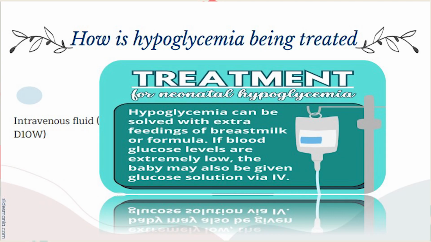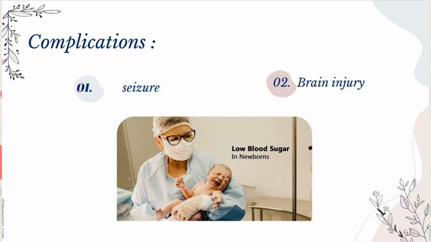How is hypoglycemia treated? Hypoglycemia can be solved with extra feedings of breast milk or formula. If blood glucose levels are extremely low, in the NICU the doctor may order that the baby be given a glucose solution via IV. We will start with D10 water. What are the complications of hypoglycemia? We have two complications: seizure and brain injury to the babies.